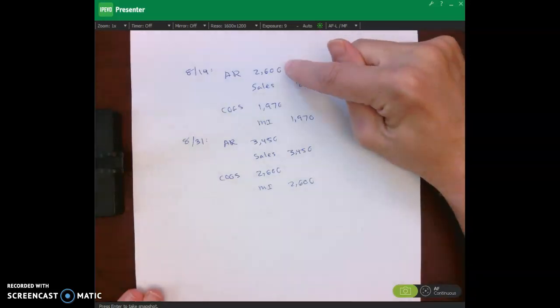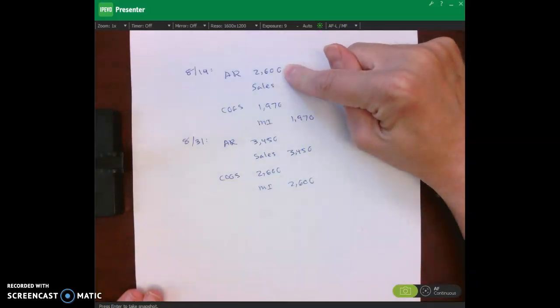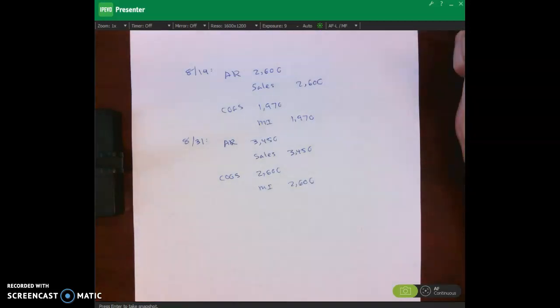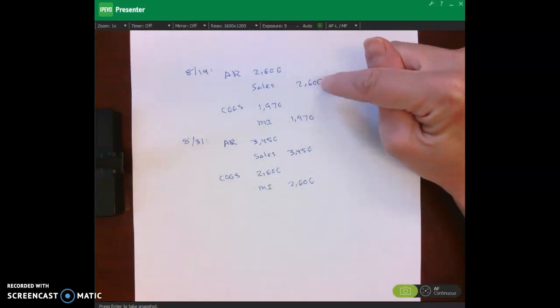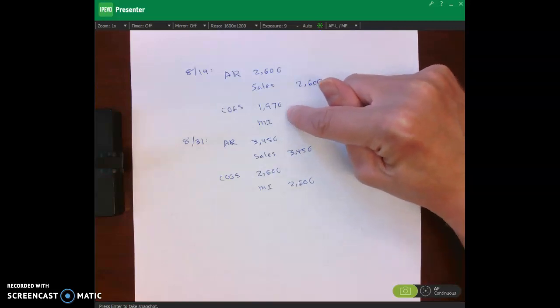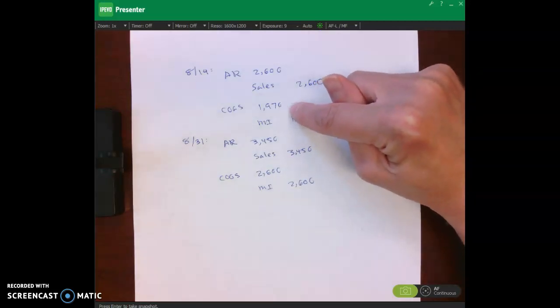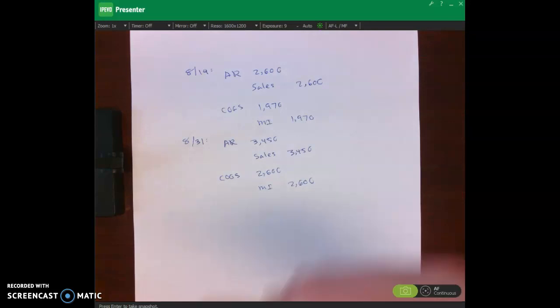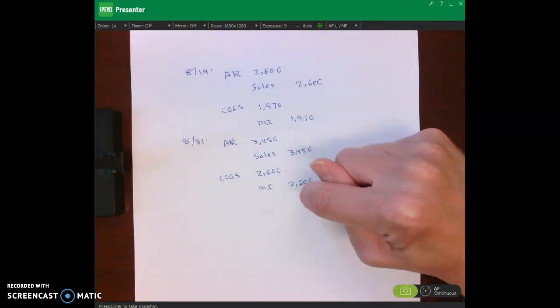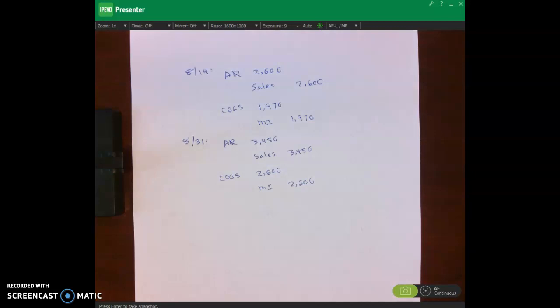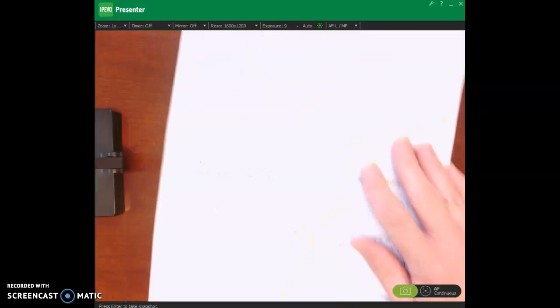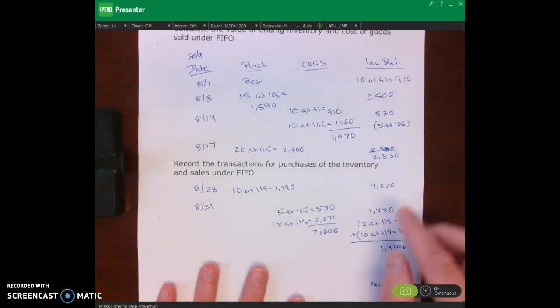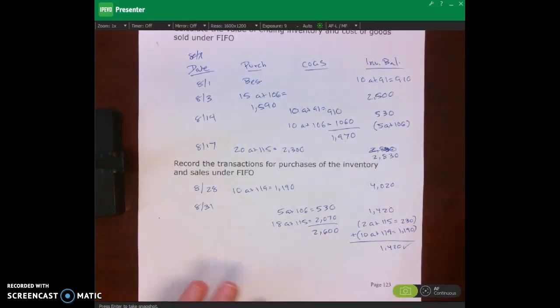So again, we multiplied the 20 times $130 for each bike gives us the 2,600 right there. And then we credit sales for the 2,600. And then our cost of goods sold, we saw that right there on the 14th. Debit cost of goods sold, 1970, credit merchandise inventory 1970. On the 31st, we sold each bike for 150. 150 times the 23 bikes gives us the 3450. Credit to sales for 3450. And then we debit cost of goods sold 2600, credit merchandise inventory 2600, which is exactly what we had over here. Okay, same thing. All right, so hopefully you got those right.